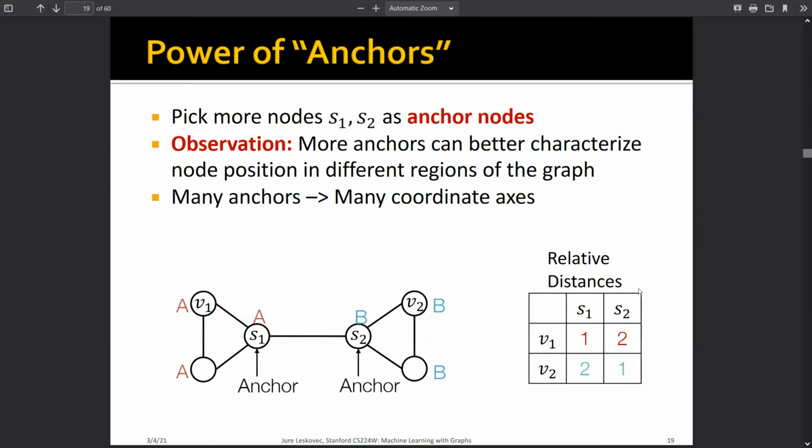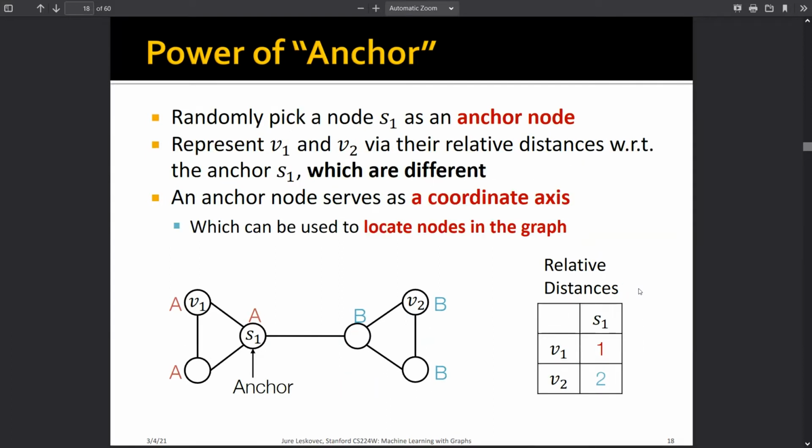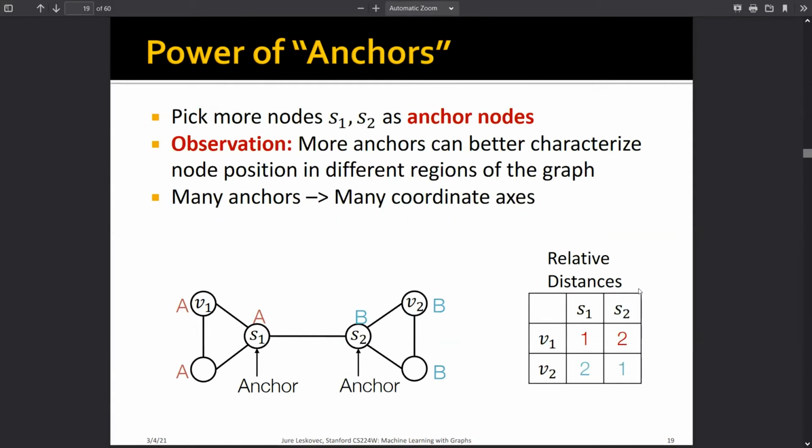So here you can think of V1. See, the next slide tells you exactly the same thing. Go to the next slide, you'll see it. Oh, yeah. Okay, cool. So each row is basically a vector, and it corresponds to each node, right? Here, the V1 node has vector 1, 2, and V2 has 2, 1. And so that's how they're different. S1 and S2 are anchors, which are represented in the columns there.